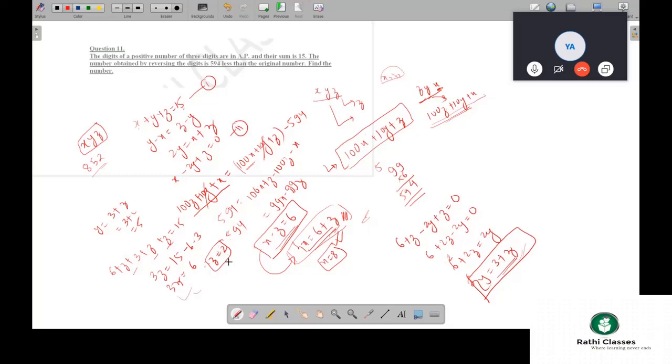Once I get z, x is 6 plus z, that is 6 plus 2, 8, and y is 3 plus z, that is 3 plus 2, 5. My answer was x y z, so the answer would be 8, 5 and 2. Either you can say x y z, or you can substitute the values of x y z to write the number: 100 into 8 is 800, plus 10 into 5 is 50, plus 2. So the answer is 852. Hope it's clear to you. Yes, sir.